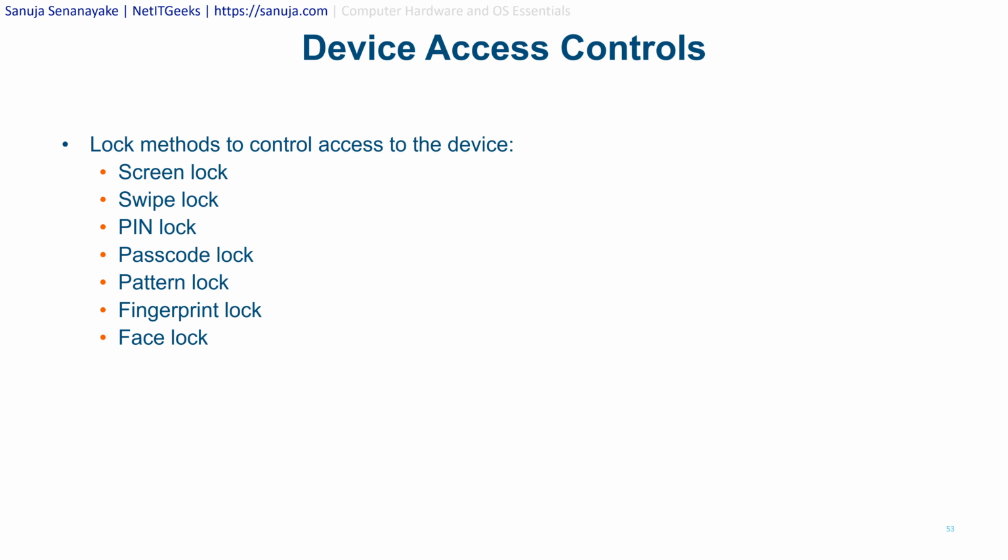Device access controls are a very good way to secure your device. Lock methods to control access to the device include the screen lock, swipe lock, pin lock, passcode lock, pattern lock, fingerprint lock, and face lock. Now, in modern 2022 Apple iOS devices only have face lock. They don't have the fingerprint lock, but they do have the pin lock and other passcode locks. With Android devices, depending on the manufacturer, you may have the fingerprint lock, you may have fingerprint lock and face lock, or you may not have either of them. In that case, you will have to go with the pin lock or something else.